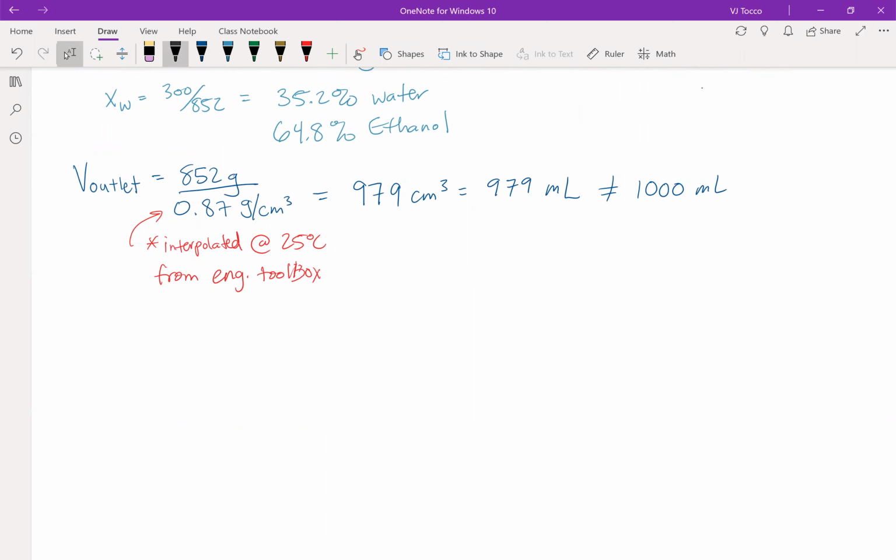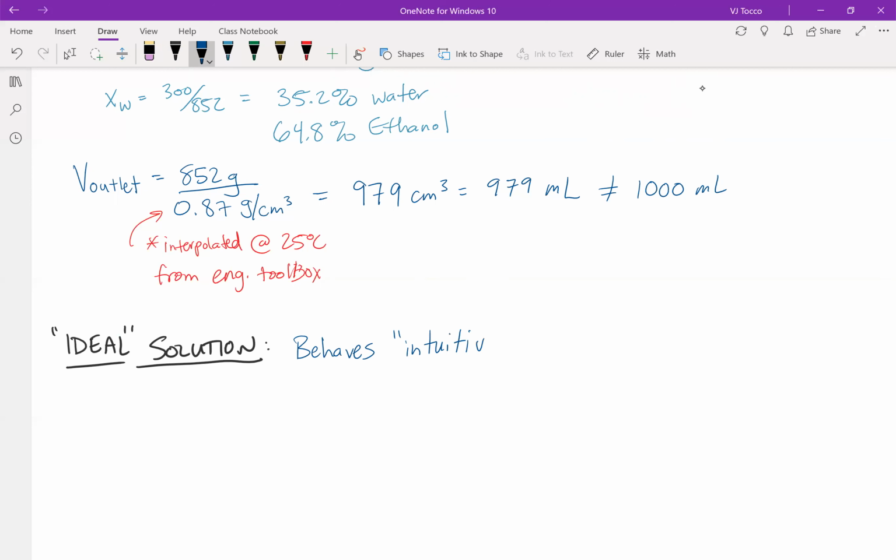Or you know what, first I want to introduce the concept of an ideal solution. An ideal solution is one that behaves in an intuitive fashion. So we'll say behaves intuitively. In other words, the properties are additive. Another way you could think about it is an ideal solution behaves as if you were just mixing two chemicals with itself.